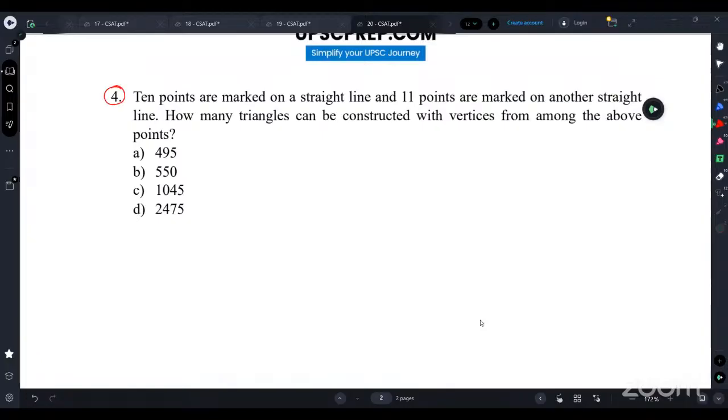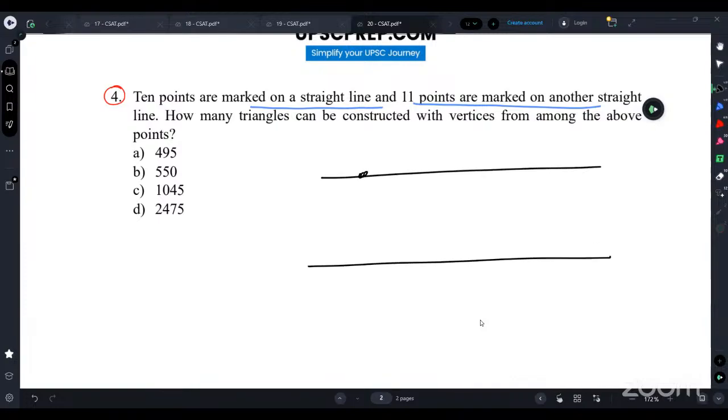Fourth question, it says 10 points are marked on a straight line and 11 points are marked on another straight line. Let's say this is the first straight line and this is the second straight line. On the first line you have 10 points. I'll write 10 points here. And on the second line you have 11 points, right? Now, how many triangles can be constructed with the vertices among the above points?